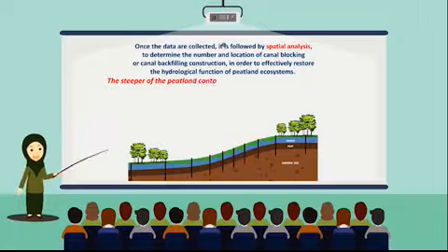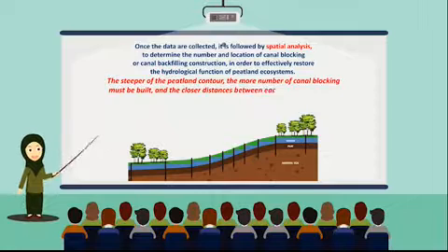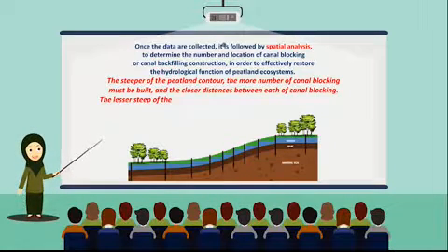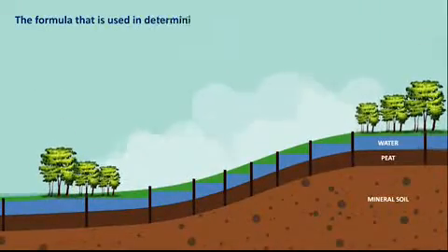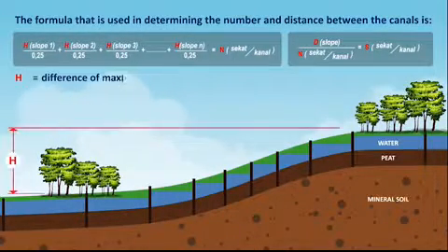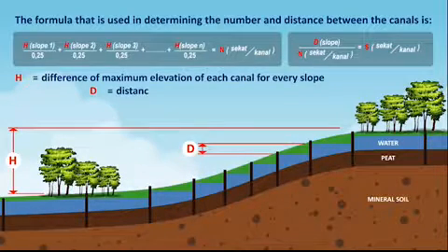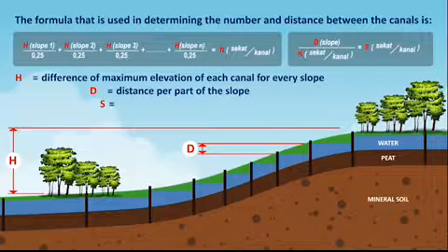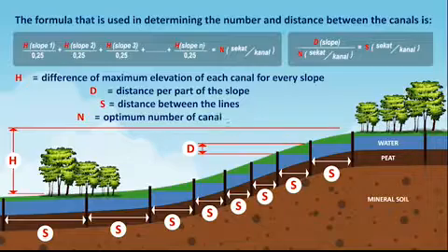The steeper the peatland contour, the more canal blockings must be built, and the closer the distance between each canal blocking. The less steep the peatland contour, the fewer canal blockings should be built, and the farther the distance between each canal blocking. The formula used in determining the number and distance between the canal blockings is: H equals the difference of maximum elevation of each canal for every slope. D equals distance per part of the slope. S equals distance between the lines. N equals the optimum number of canal blockings.